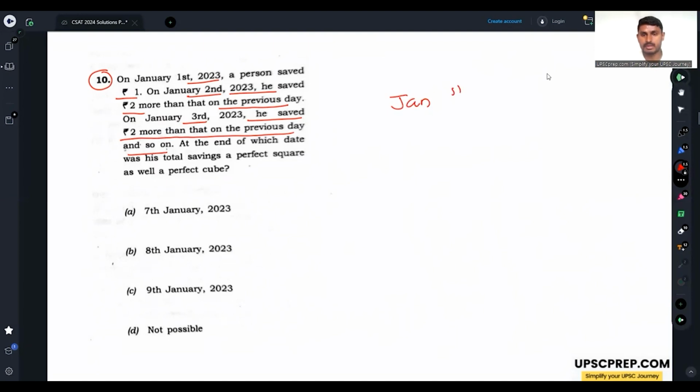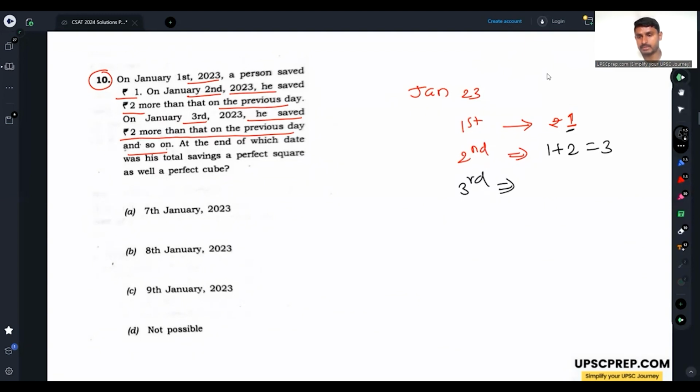I'll write down the date here. It is the month of January only, 23. On the first date, that guy has saved ₹1. Then on the second date, he has saved 2 more rupees. So it will be 1 plus 2, that is, previous day's 1 and 1 plus 2, it will be 3. Again on the third day, he has saved 3 plus 2, previous day plus 2, that is 5. On the fourth day, he has saved 5 plus 2, that is 7.